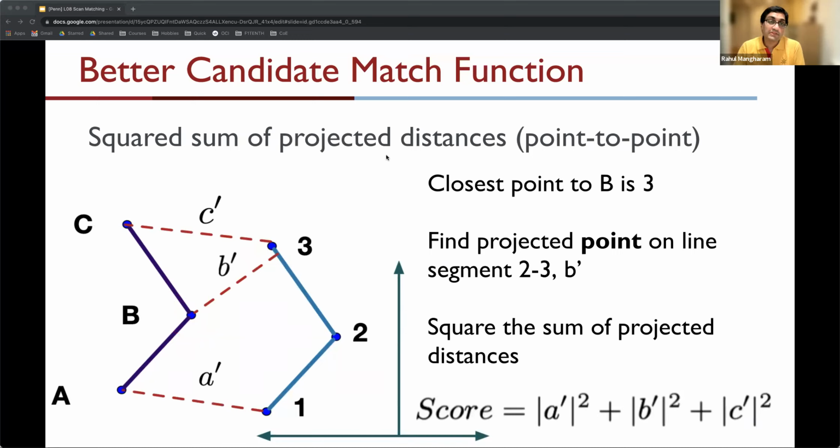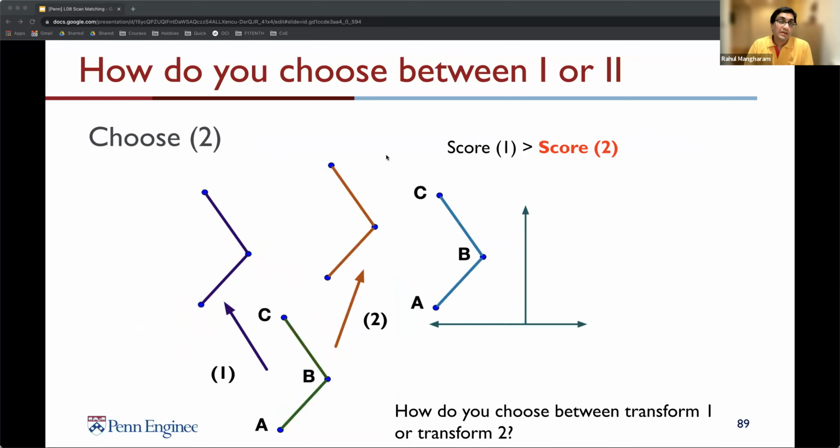Similarly, we find the projected distances and sum the squares of each of these projected distances to achieve a score: A prime squared plus B prime squared plus C prime squared, as shown at the bottom over here. Based on this metric, you'll obtain a similar answer where the score of transform 1 will be much greater than the score from transform 2, and therefore you would choose transform 2, which is a better transform.